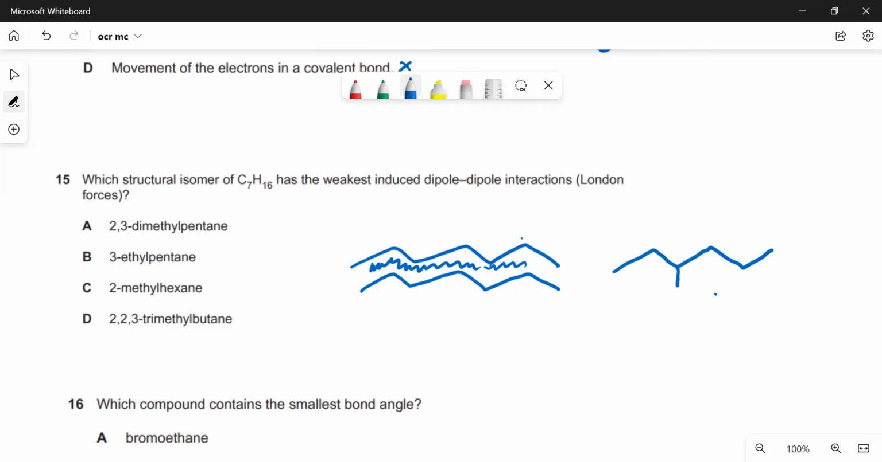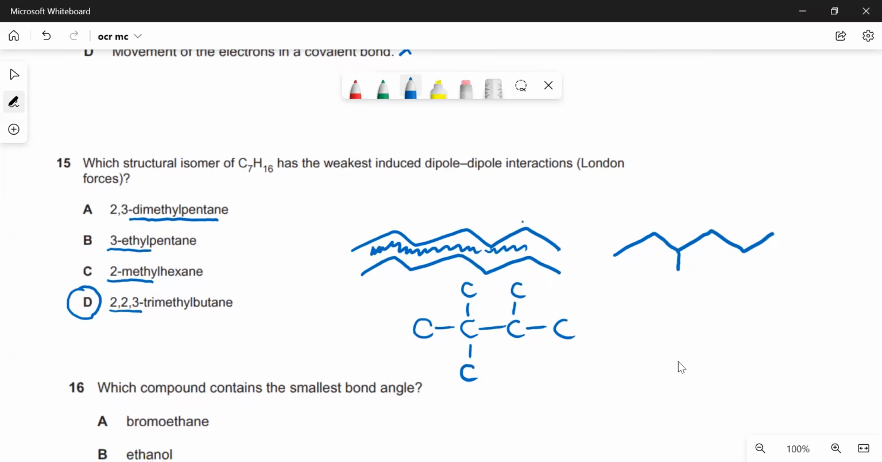So which is the most branched? Well, this one here is 5 with two branches on it. This one just has one branch on it. This has one branch on it, but this has three branches on it. So you draw that out: you've got butane, and two methyl groups on one carbon and another methyl group on the other. So it's very highly branched. The surface area of the molecule is less, so there are fewer points of contact possible. So our answer would be D. That would have the weakest dipole-dipole interactions, so it would have the lowest boiling point as well, wouldn't it?